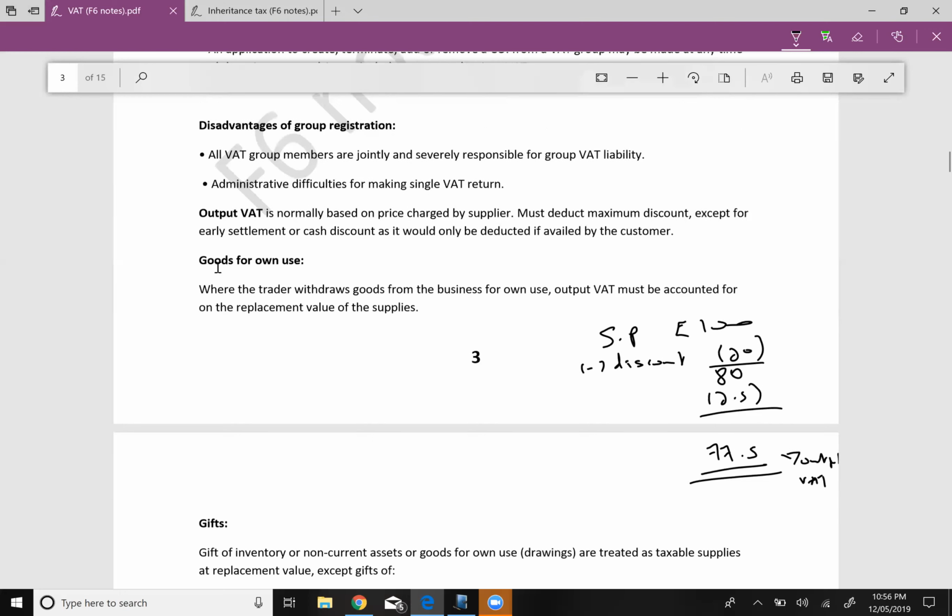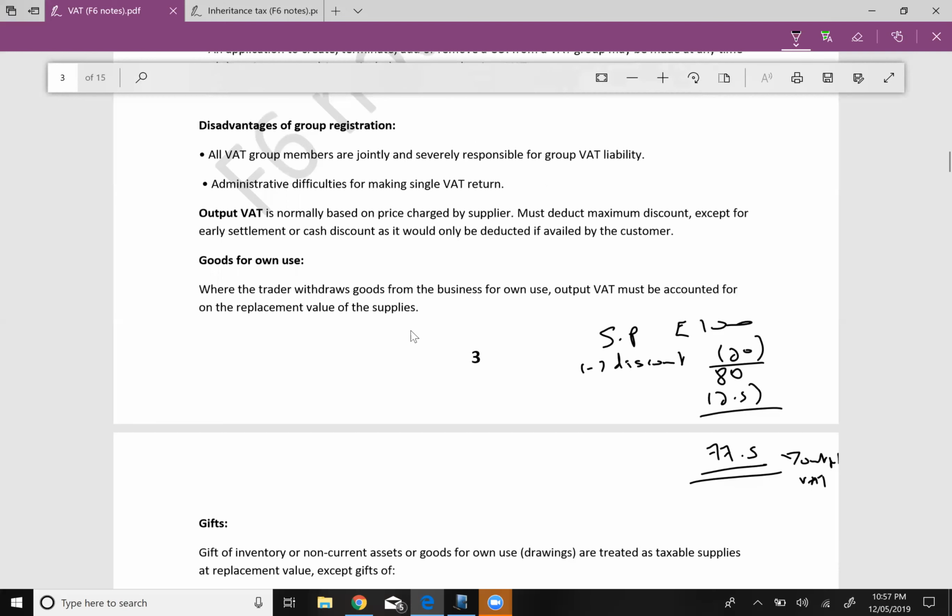Okay. Then next it says goods for own use. Whether the trader withdraws goods from the business for own use, those are drawings. So withdrawing the goods from the business for own use is drawings. So output VAT must be accounted for on the replacement value of the supplies.